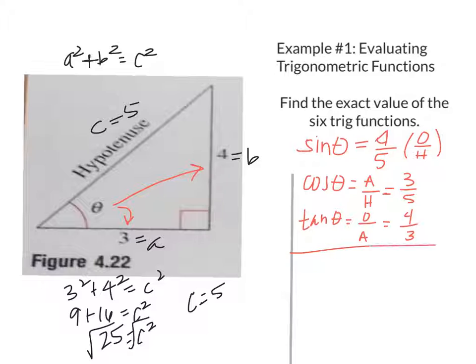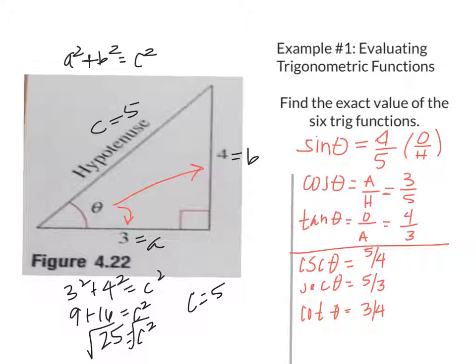If those are the first three, then we know the other three. Sine matches with cosecant, and cosecant theta is just the reciprocal of sine. Sine is currently 4/5, so the reciprocal would be 5/4. Cosine theta, the reciprocal of cosine is secant theta. The reciprocal of 3/5 is 5/3. Tangent theta, the reciprocal function of tangent theta is cotangent theta. If we find the reciprocal of tangent, which is 4/3, it'll be 3/4. And that's how you find the 6 trigonometric functions of a right triangle.